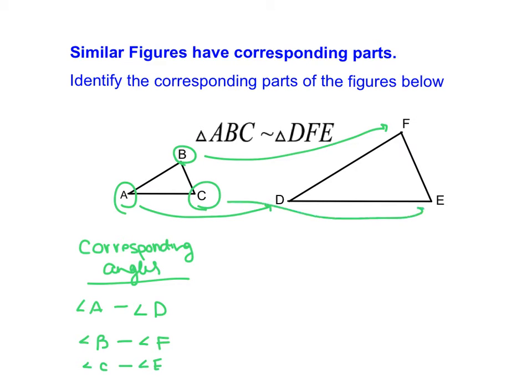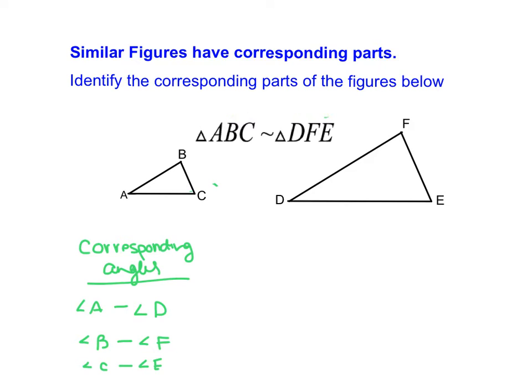And remember, we write our similarity statement in this way, so we have the first angles together first, the second angles written second, and the third angles written third. So that way we can see exactly which angles all match up. So the first thing we can identify are those corresponding angles. Now beyond this, we can actually use our similarity statement to match up corresponding side lengths.